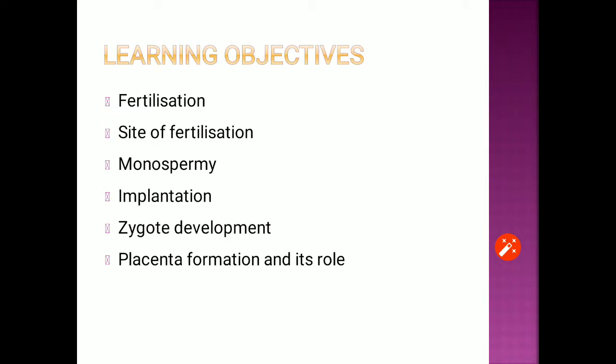Now about the learning objectives of this session. The learning objectives are fertilization, site of fertilization, monospermy, implantation, zygote development, placenta formation and its role. That means after completion of this chapter, you will be able to relate with all these terms as well as understand it better.